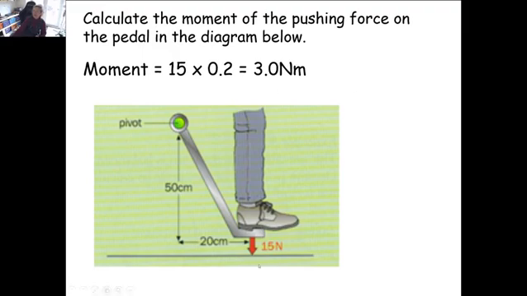So the force is here, the line of action of the force is here, and we are interested in the perpendicular distance between the pivot point and the line of action of the force. So it doesn't matter that the force is being applied all the way down here. What we are interested in is the distance between the line of action of the force and the pivot point, and that is 20 centimeters. Note also that that distance has been converted to meters.